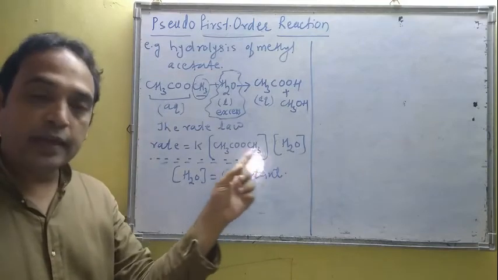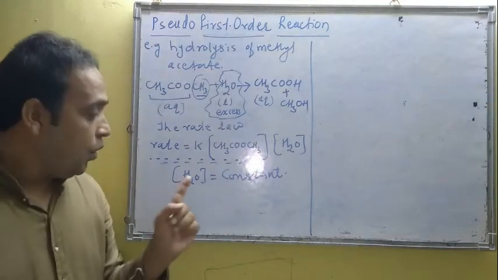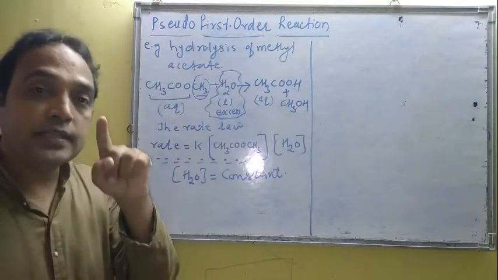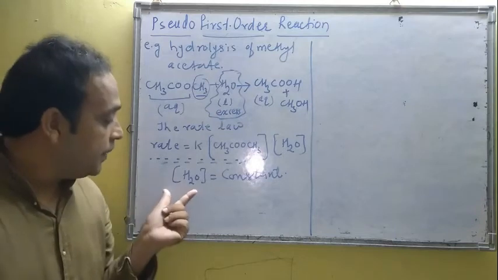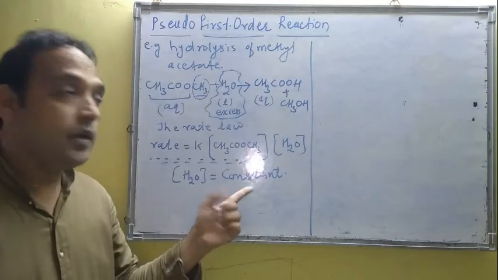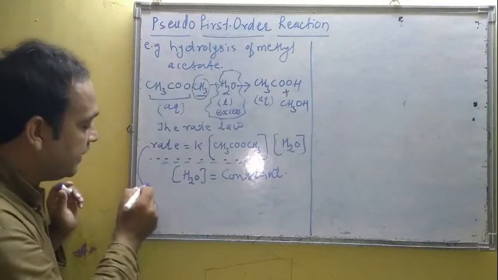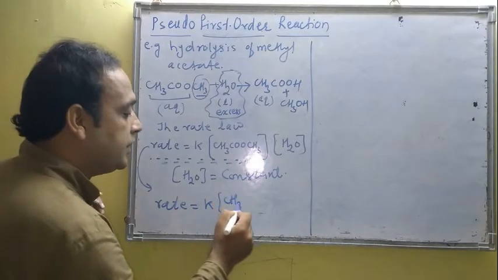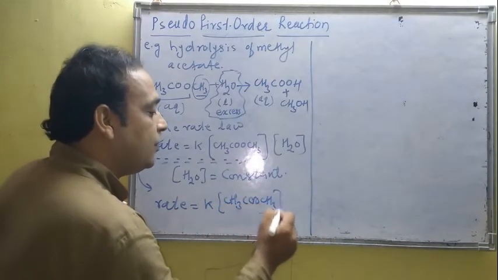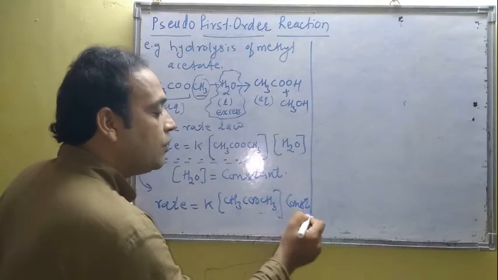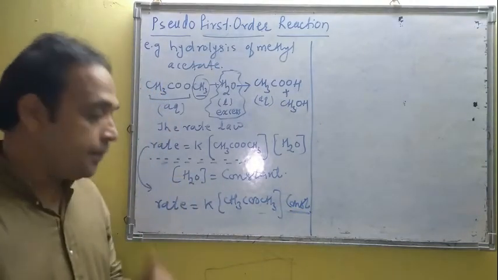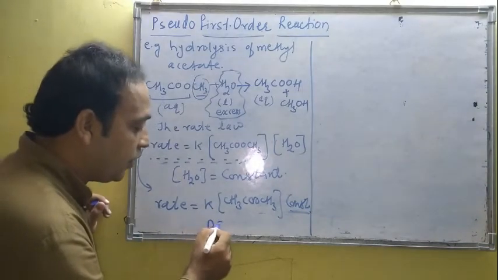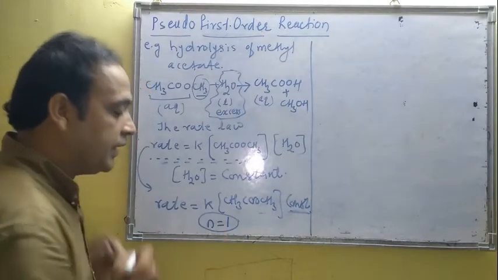The reaction is expected to be second order, but water as a solvent is present in excess, so its concentration is negligible, which means it remains constant. Now the rate becomes: rate is equal to K into concentration of methyl acetate into concentration of water, which remains constant. Here the rate depends only on the concentration of methyl acetate. So n, the order of reaction, becomes 1.